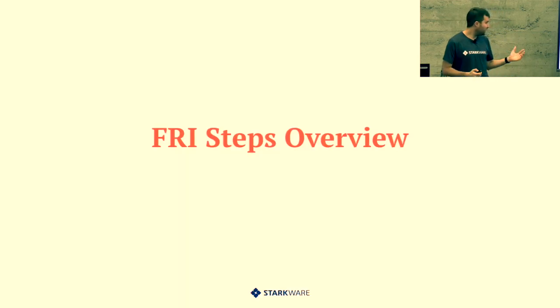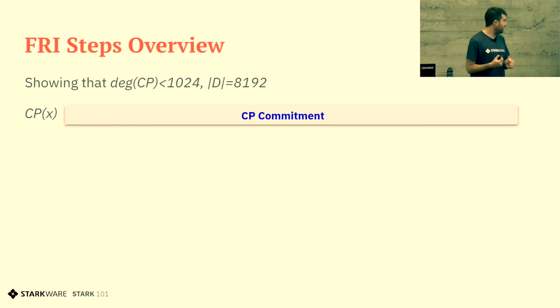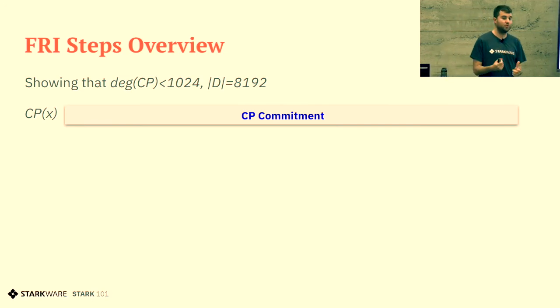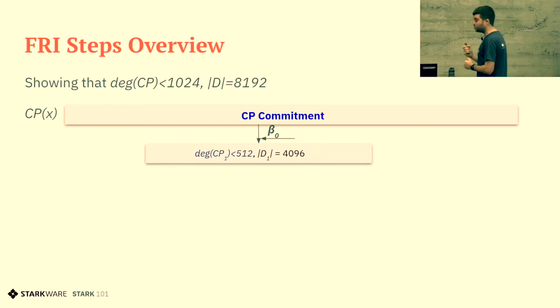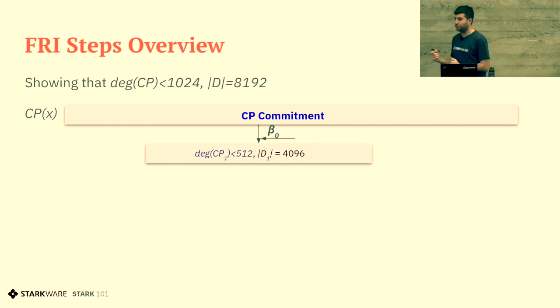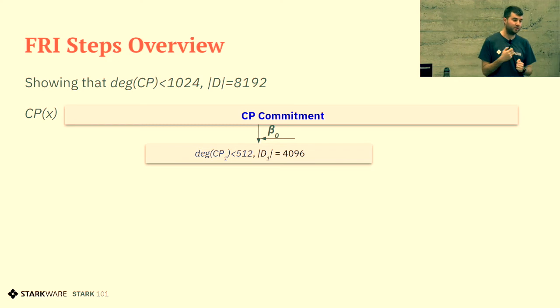So if we take an overview of the FRI steps, we start with a function called CP, and we need to show that it's close to a polynomial which is bounded by 1k. We can now receive a random beta and apply the FRI operator, and we get a new function which will be called CP1. And for this CP1, we need to show that it's close to a polynomial which is bounded by only 512, where the domain size is 4k.